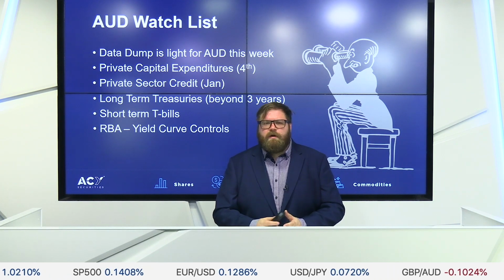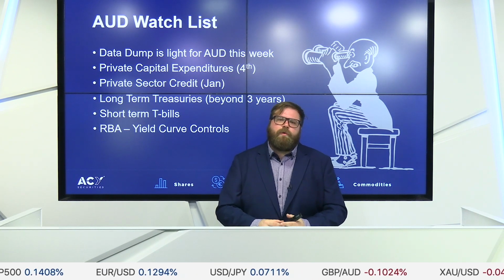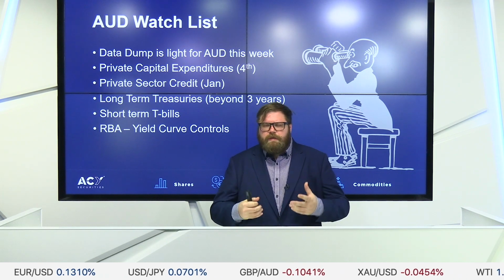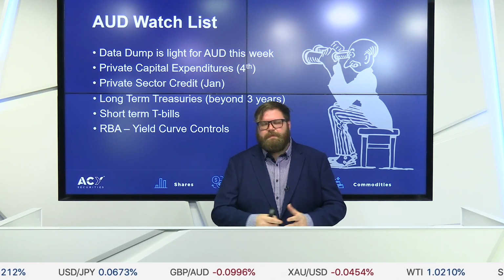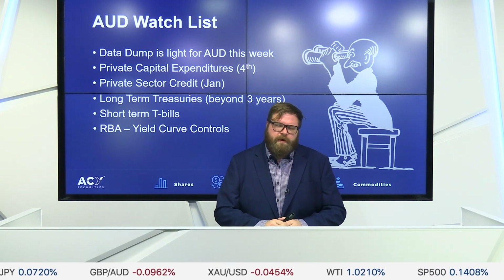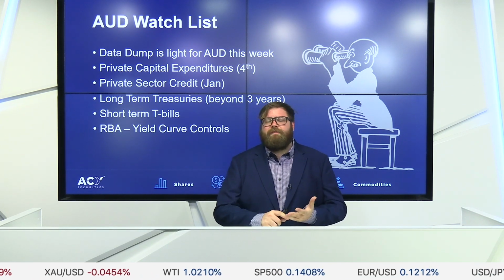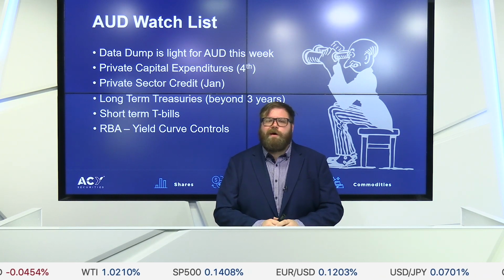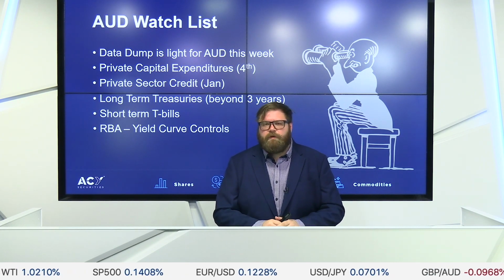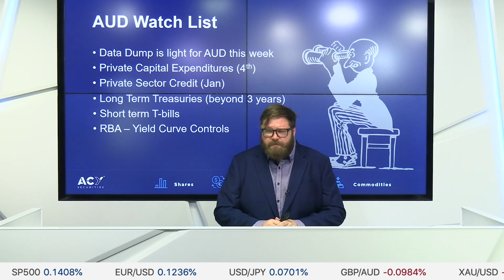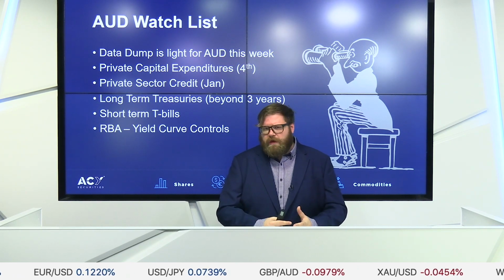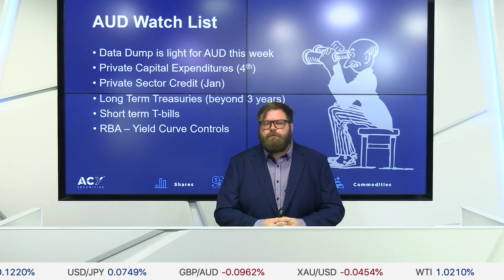Now, at this point in time, I'm going to be keeping an eye on what is going on for the Aussie dollar. The data dump is a little bit light. There's not a huge amount of economic data for us to really update about the economy in Australia this week. We have private capital expenditures for the fourth quarter, and we also have private sector credit for January coming out. They're really the biggest impact for this week. Outside of that, though, we have plenty of things to look for.